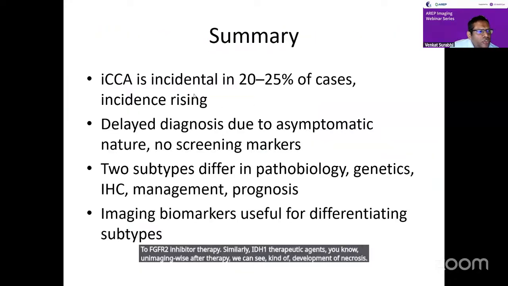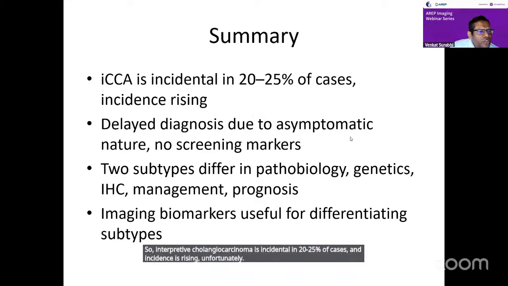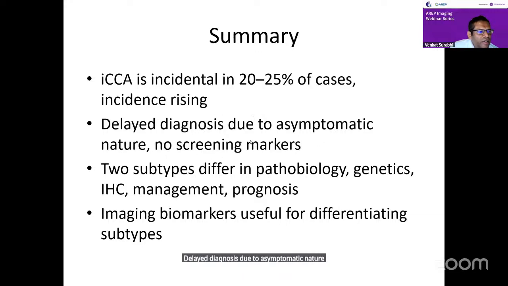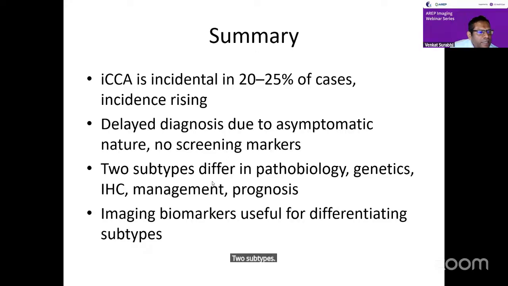So intrahepatic cholangiocarcinoma is incidental in 20 to 25% of cases, and incidence is rising, unfortunately. Diagnosis is delayed due to its asymptomatic nature, and of course, no screening markers are available. There are two subtypes, large duct and small duct, and they differ in pathobiology, genetics, and immunohistochemistry. Management is slightly different, and of course, with a distinct prognosis.